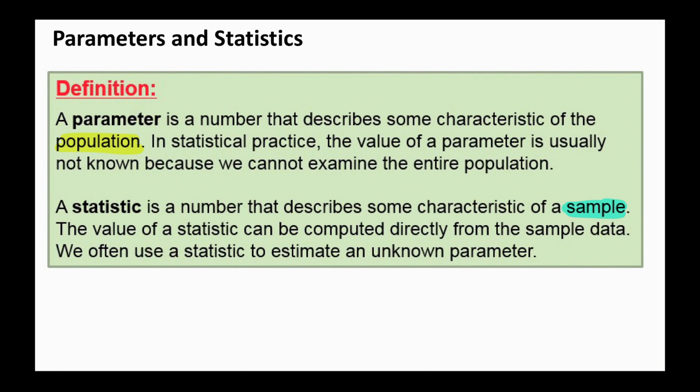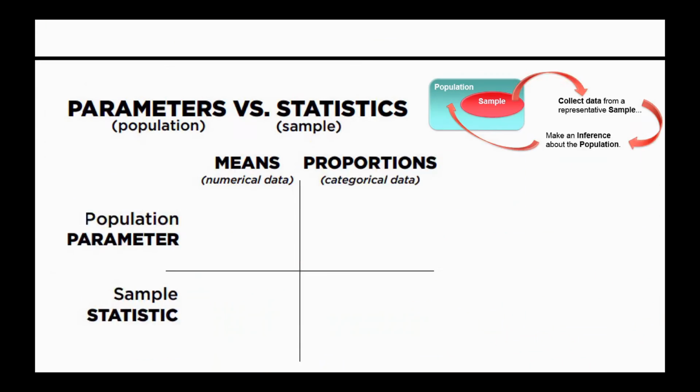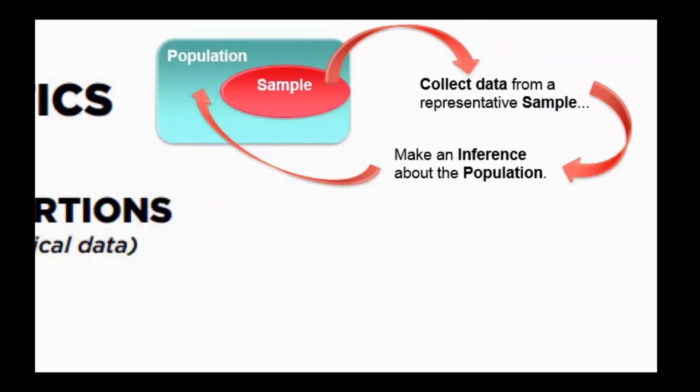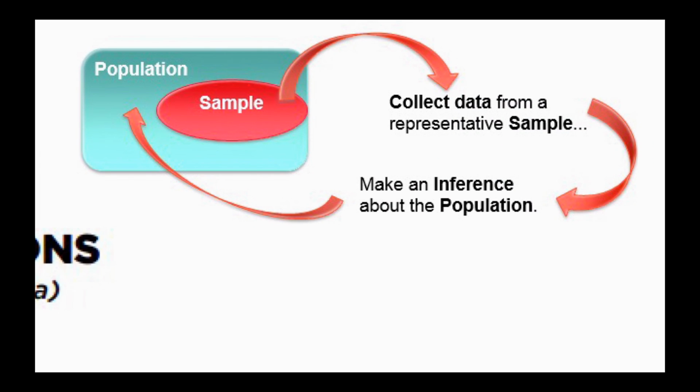All right, we're going to look at some in a second here. So parameters are based off population. Statistics are based off of samples. Okay. If you look up here real quick, the population is the big part. The sample is a subset of that.